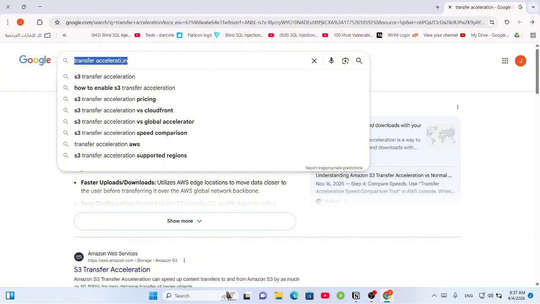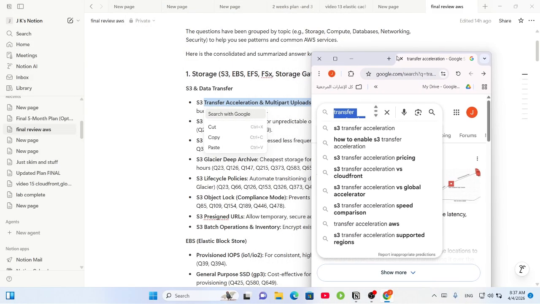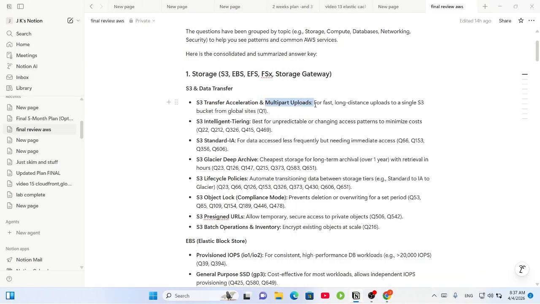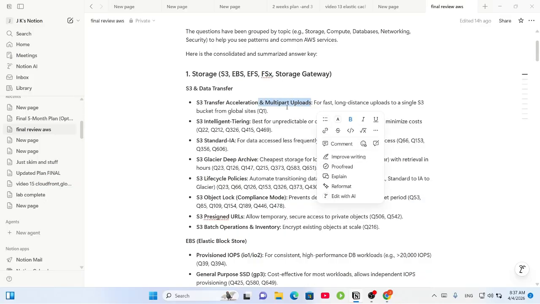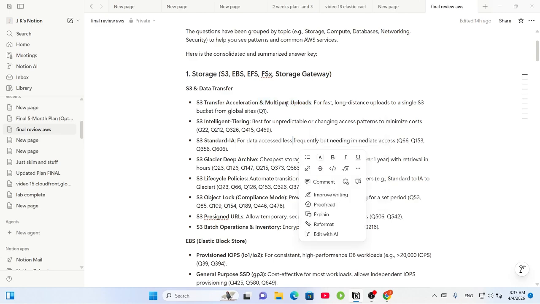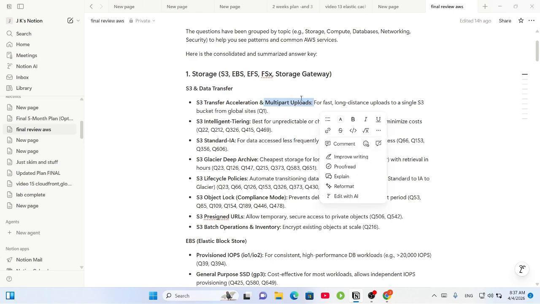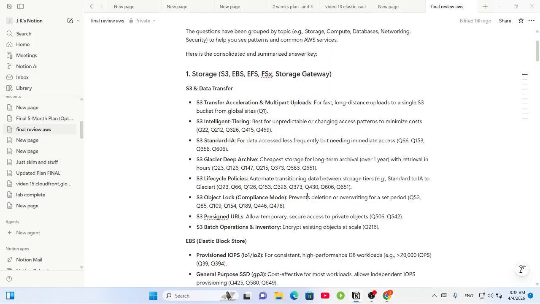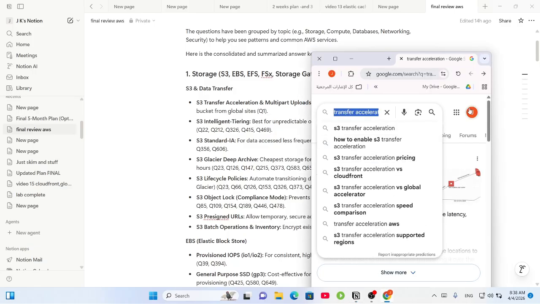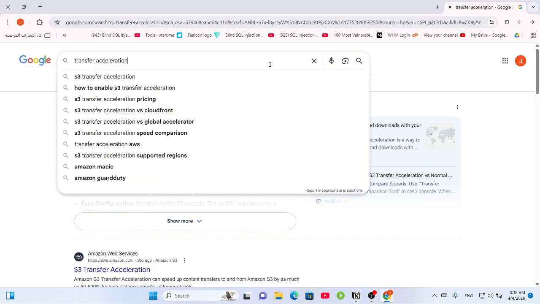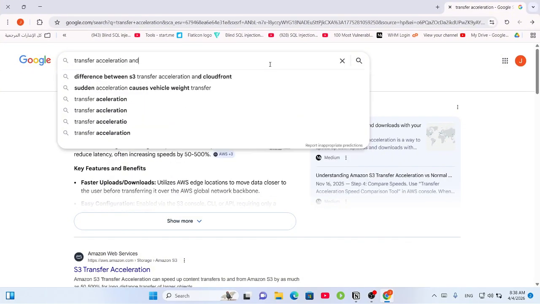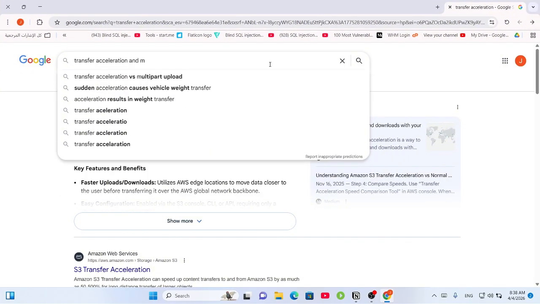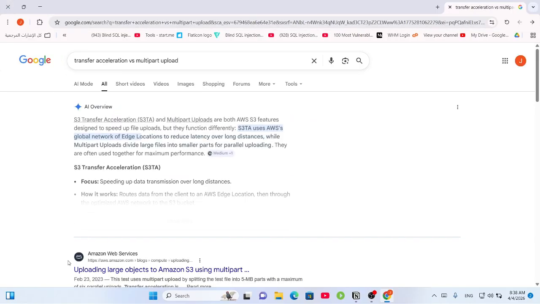Let's mention transfer acceleration and multi-part upload. I think there is an issue with my mouse actually, but that's fine. Let's just type here S3 and multi-part upload. Let's see the difference between them.